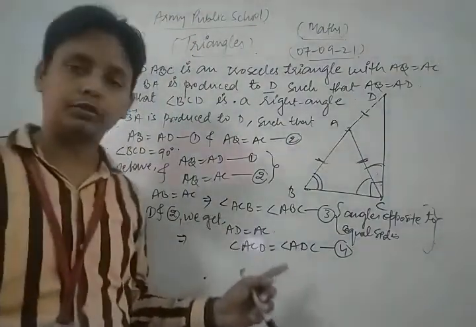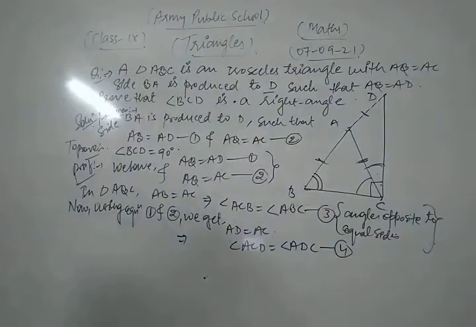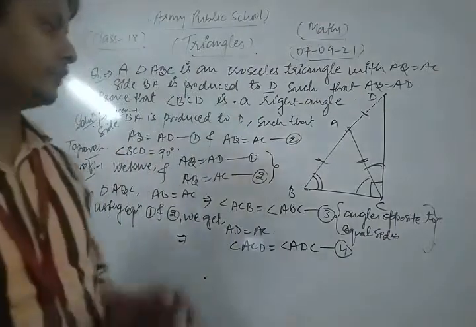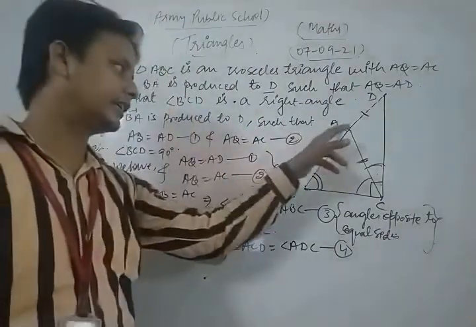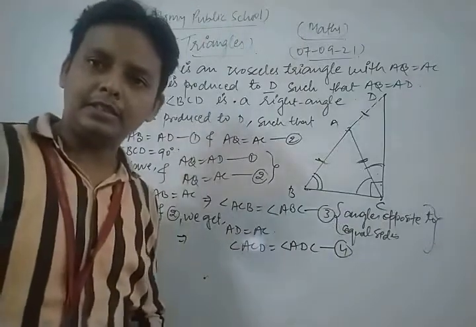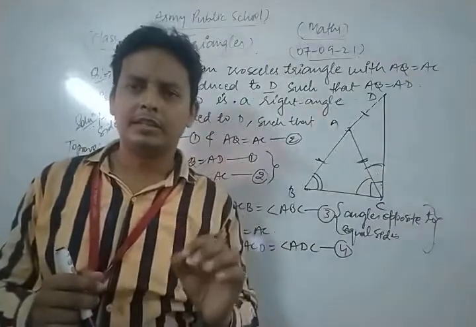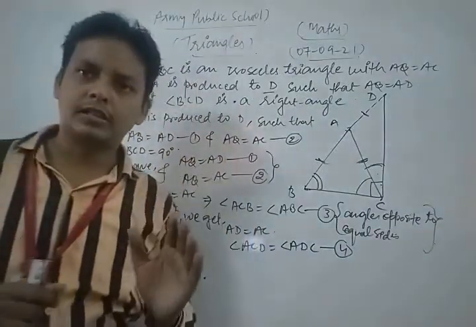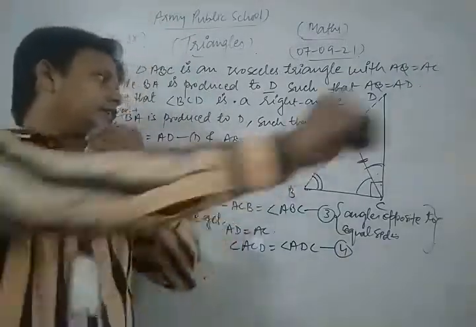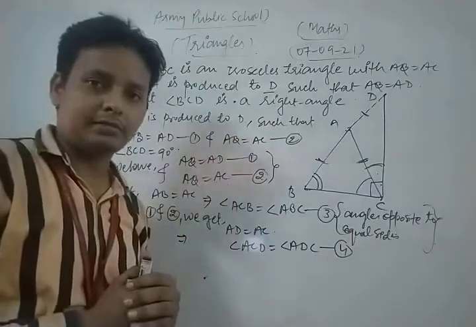We take equation number 4 because ACD is equal to ADC. Once more, dear friend, first of all, we take triangle ABC, and triangle ABC is an isosceles triangle in which side AB is equal to side AC.